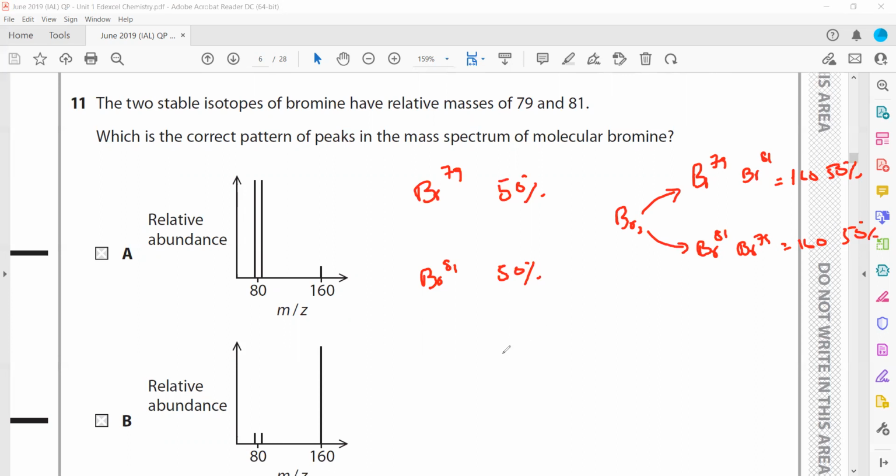So when we work it out, 50% this, 50% this, and 100% for the molecule peak. So the ratio will be 1 to 1. Like if we have bromine 79, it will be like 1 centimeter. If we have bromine 81, that will be 1. And if we have the bromine molecule, that should be twice the height. So we have to check.